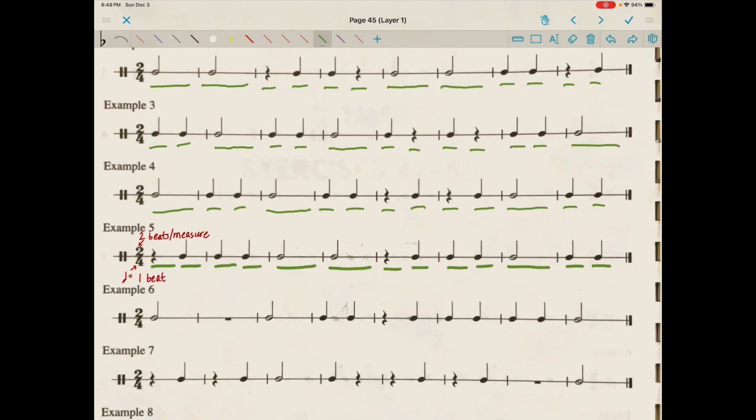Moving on to example 6, take a moment to see this whole rest here. And remember that even though we're in 2-4 time and technically a whole rest is worth 4 beats, in this case it just means 1 full measure of rest. So we'll hold it for 2 beats. Continuing with metronome at 70. 1, 2, ready, clap. Ready, speak. Do.